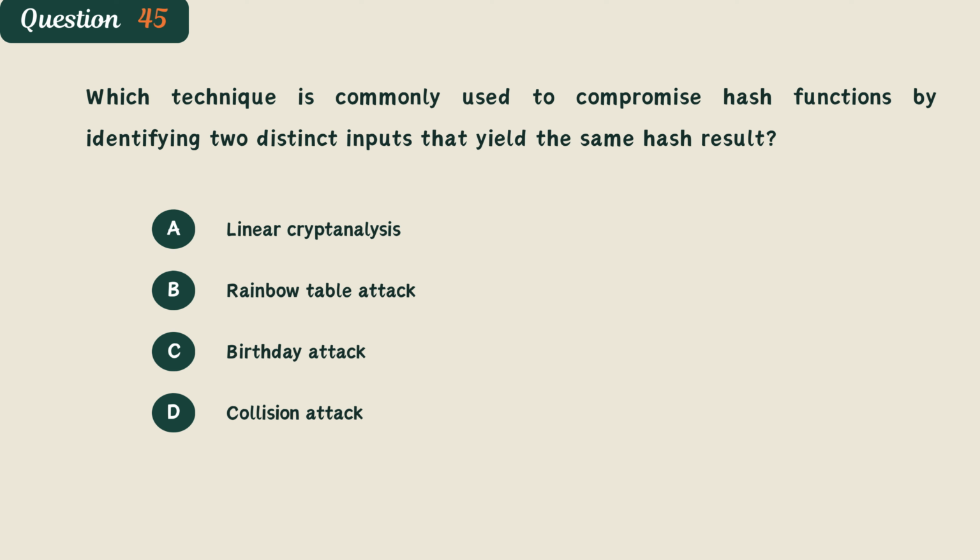Question 45. Which technique is commonly used to compromise hash functions by identifying 2 distinct inputs that yield the same hash result? A. Linear cryptanalysis. B. Rainbow table attack. C. Birthday attack. D. Collision attack.